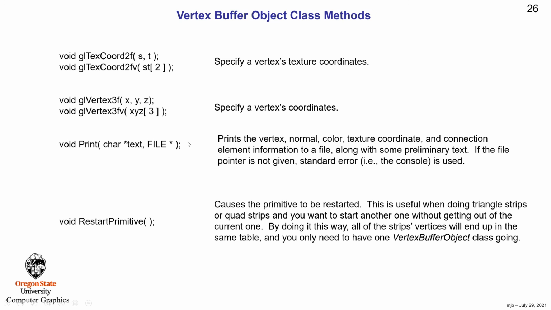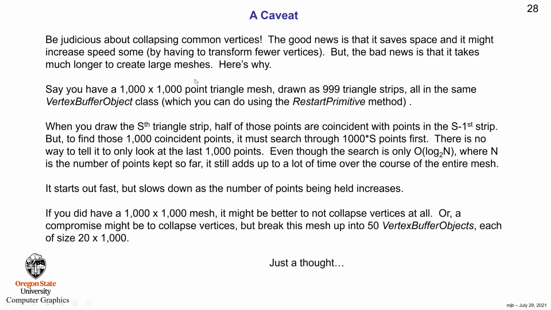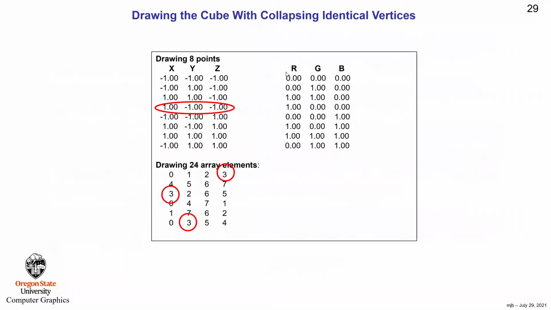The caveat right here is, after a while, it becomes kind of slow because it's trying to look at the entire table of vertices and see if you've already got one that matches that XYZ. So yeah, be a little careful about doing that. It makes your vertex buffer smaller, but it may kill you in time.